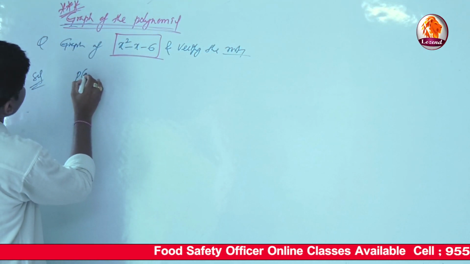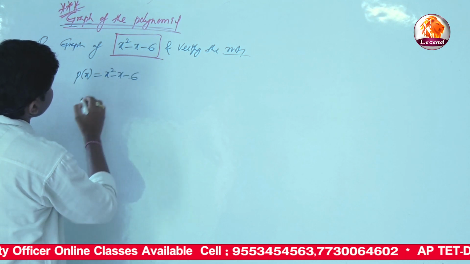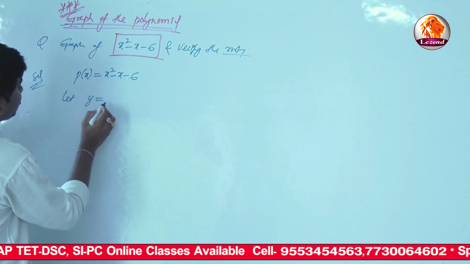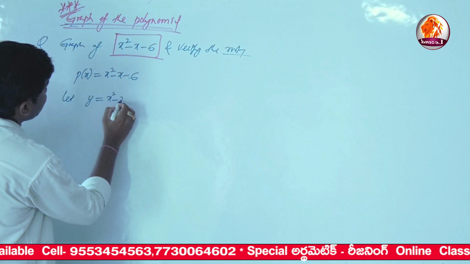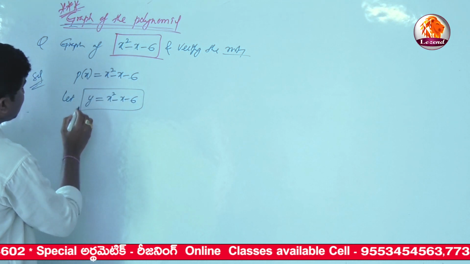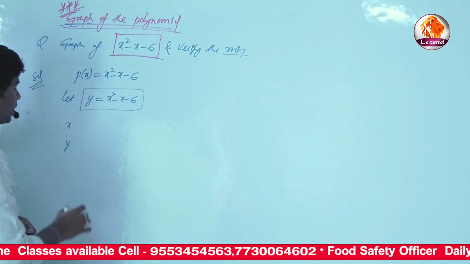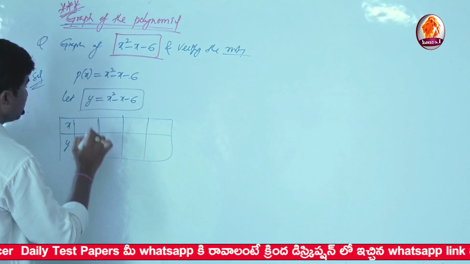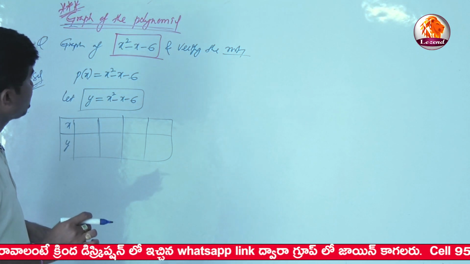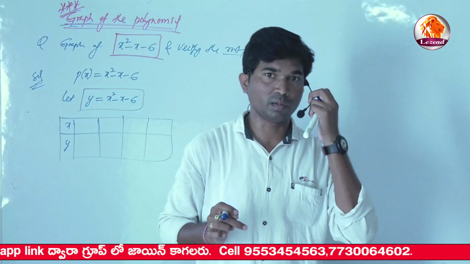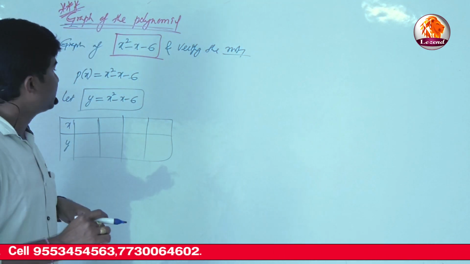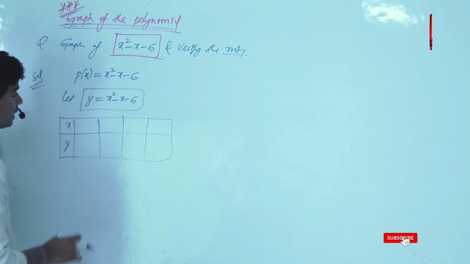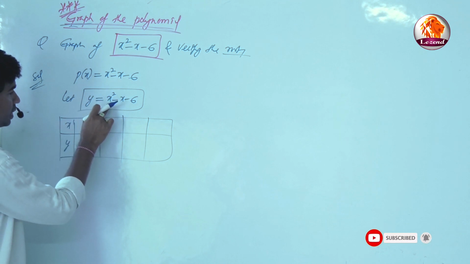Now take the solution part. Given that p of x is equal to x square minus x minus 6, let another variable y be equal to x square minus x minus 6. Take the x value and y value. Four points are required to draw the graph of the polynomial. For example, p of x is equal to x square minus x minus 6 given; let another variable y be equal to x square minus x minus 6.